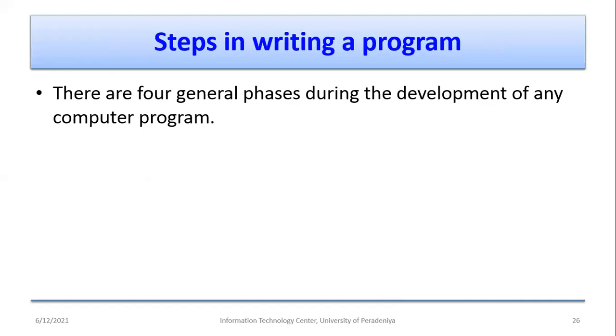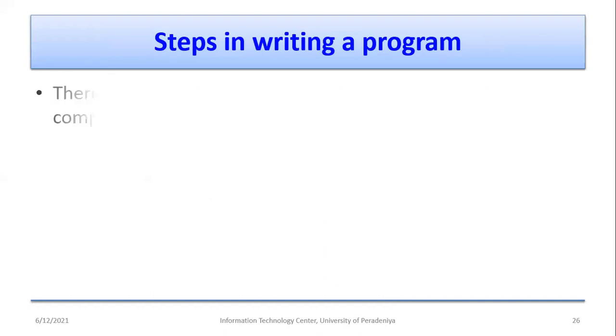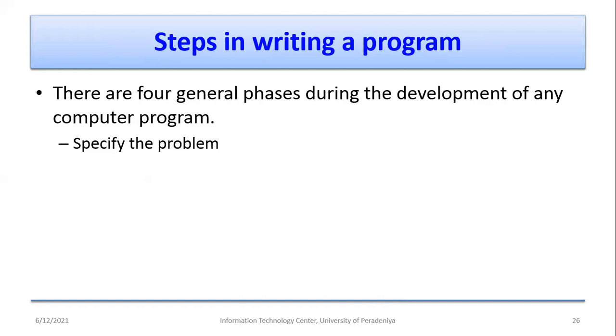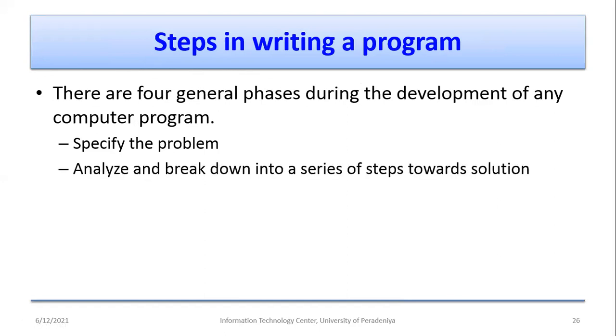Then we have to consider what the steps are in writing a program. When you write a program, there are four general phases. The first one is to specify the problem. We have to identify what the problem is, analyze it, and break it into a series of steps towards the solution. We have to break our problem into manageable components, and then we can write the code for each and every component.